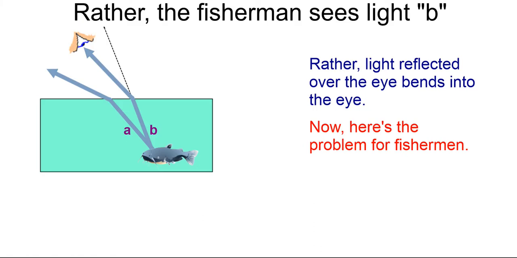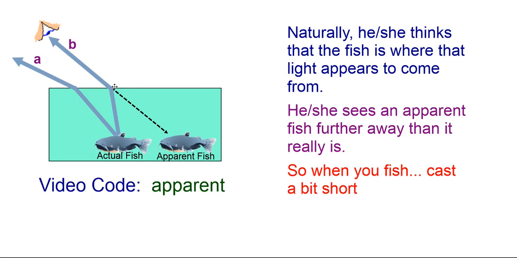But here's the tricky part. Other light, this light B, will actually come out of here and bend, and that'll hit your eye, won't it? Okay? It would normally have gone up here, but refracts over here. So this light B is light that is actually going to be seen. But where does the eye think that light comes from? Where does the fisherman think that light comes from? He thinks it comes from down here, doesn't he?